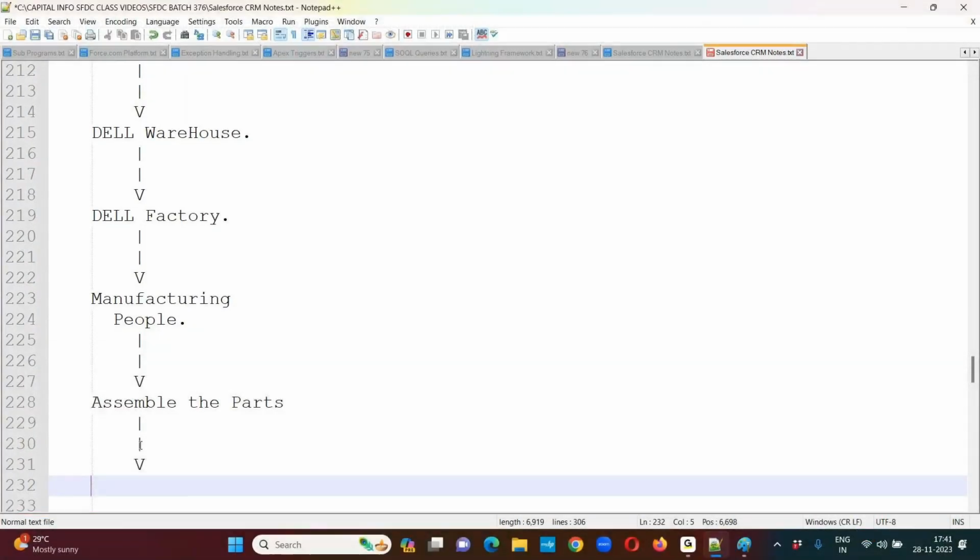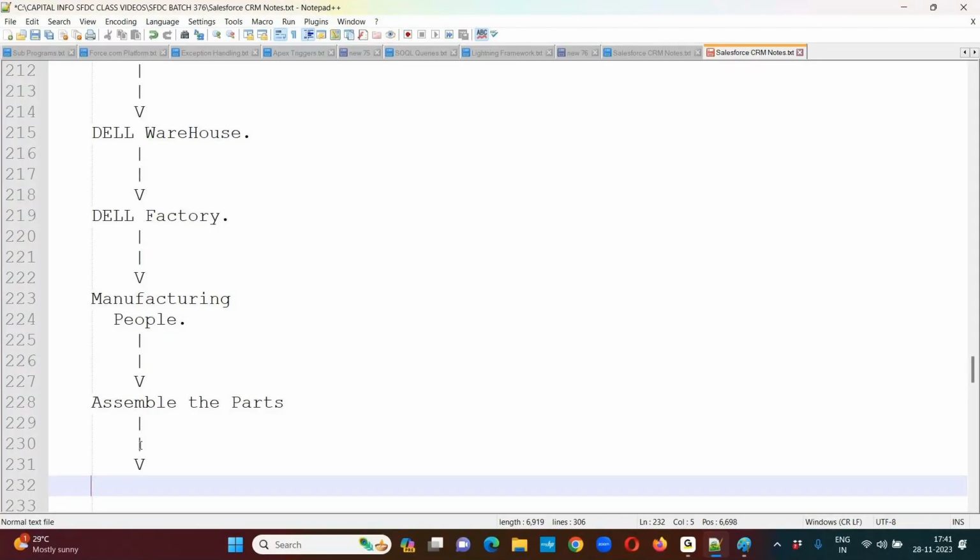So whatever parts are required are distributed from the Dell warehouse to the various Dell factories in different countries in the world. In this Dell factory, the actual manufacturing people collect each and every part, assemble all the parts together, and make it a product. On that product they put the brand of Dell, and these products are released into the market.